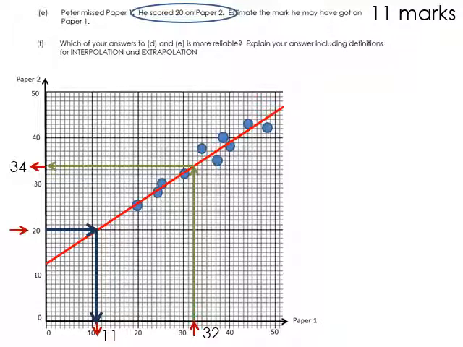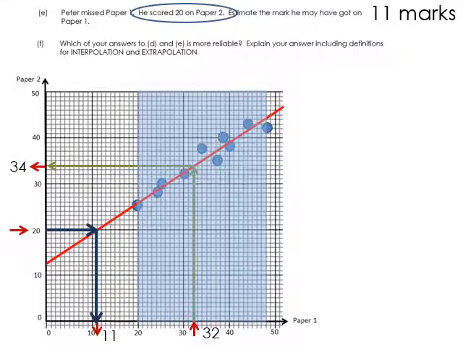Now then, this is the next little bit where a few of you are making a few mistakes. It says, which of your answers to D and E is more reliable? Explain your answer, including definitions for interpolation and extrapolation. Okay, 2 different meanings.